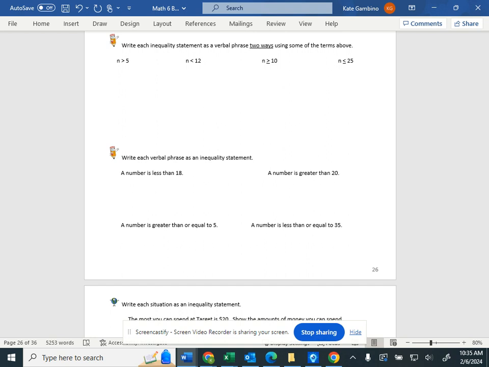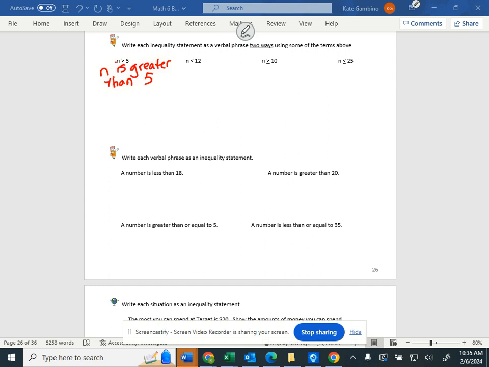how would I write that? What words would I write? What's one way, Dom? I have to write it all out. So I have to say n is greater than 5. Okay, so we're gonna write our words out. What's another way I could say that?